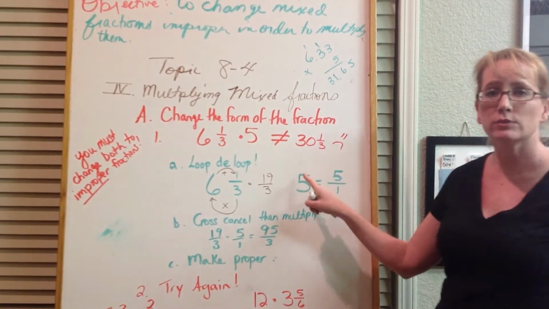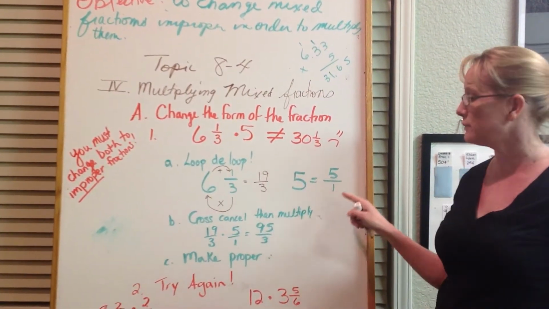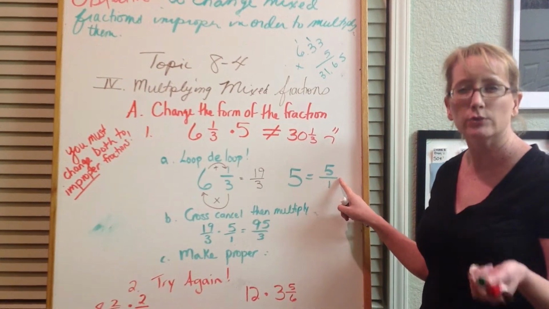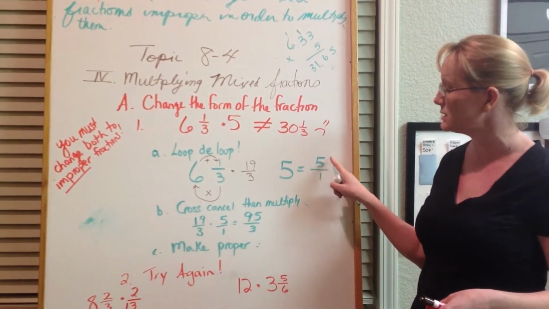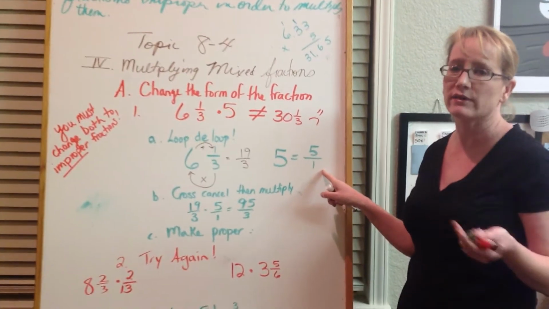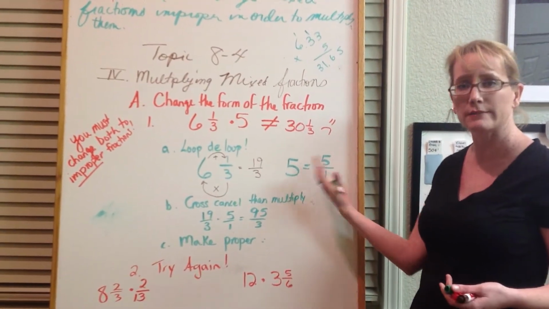Remember, whole numbers, when you want to turn them into fractions, you just put them over 1. Because remember, what are fractions really? They're really just unfinished division problems. So this really says 5 divided by 1. And what is 5 divided by 1? Oh, it's 5. So it's the same thing still.